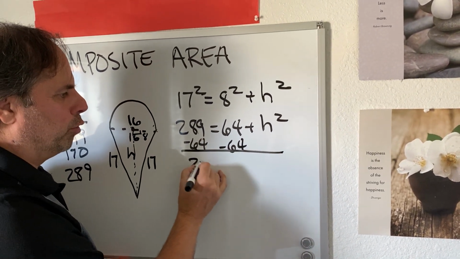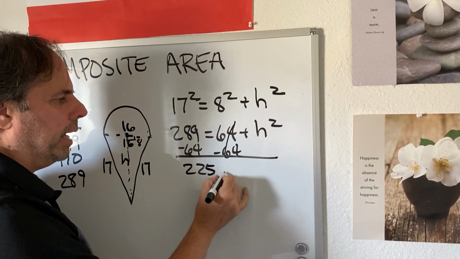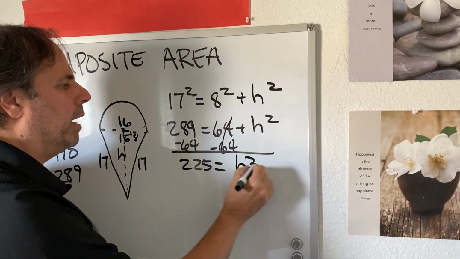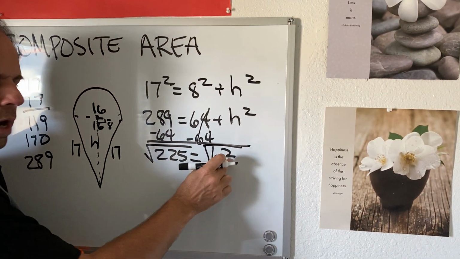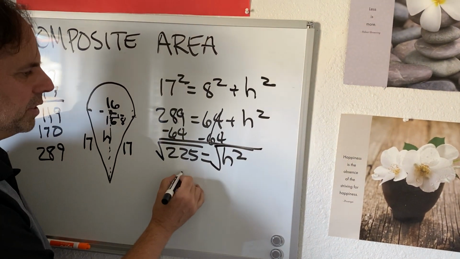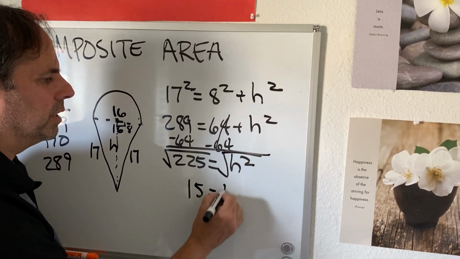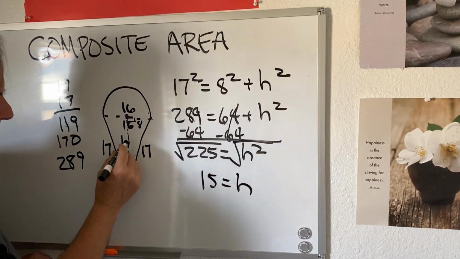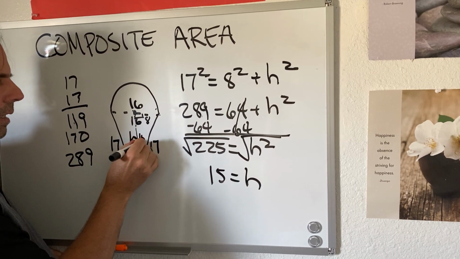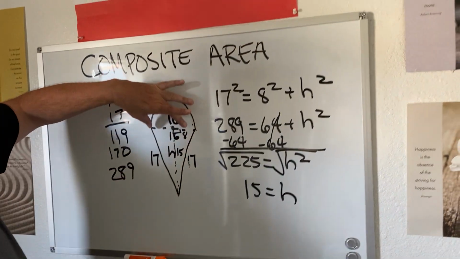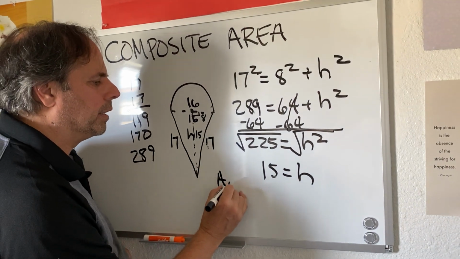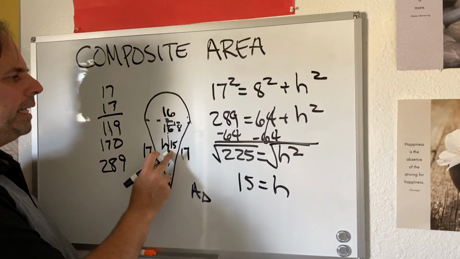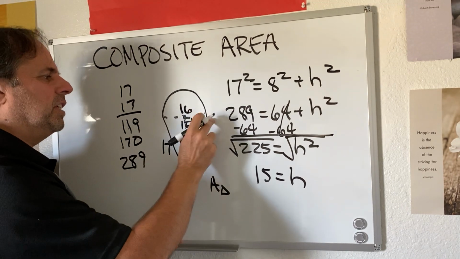And we get 225 equals h squared. I take the square root of both sides to get rid of this squared. And this is 15 equals h. So this height here is 15. Now I know what the base and the height are. The area of the triangle here is 15 times 16.